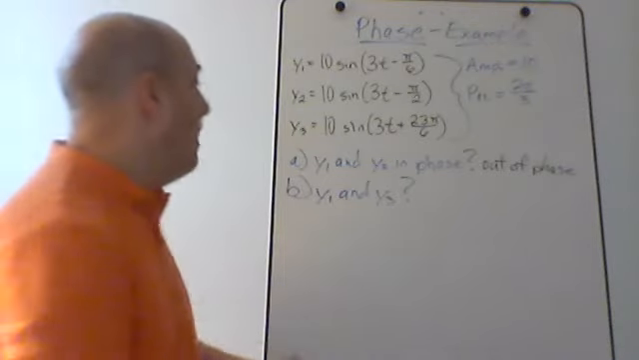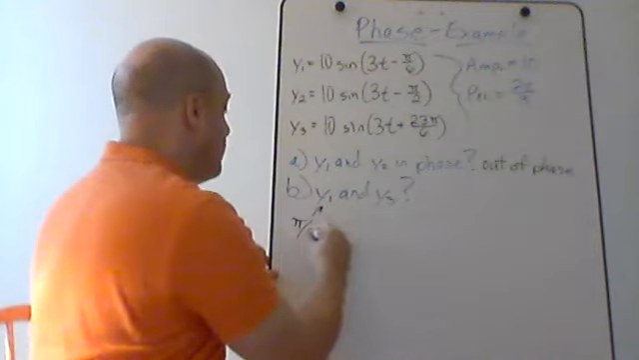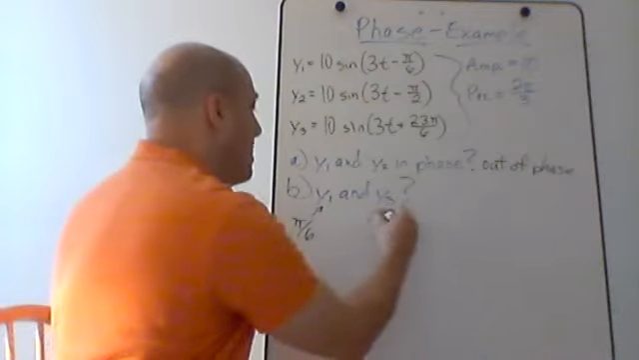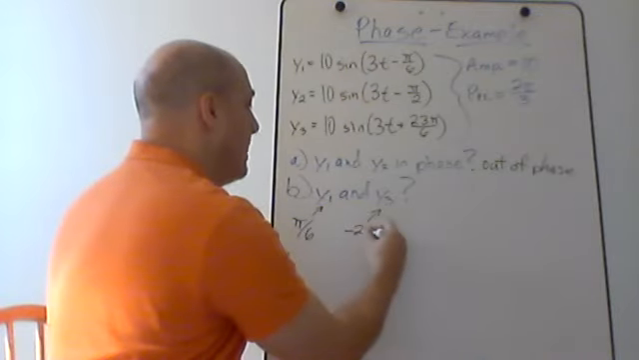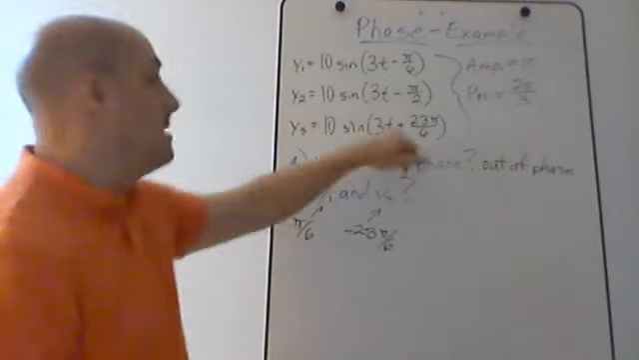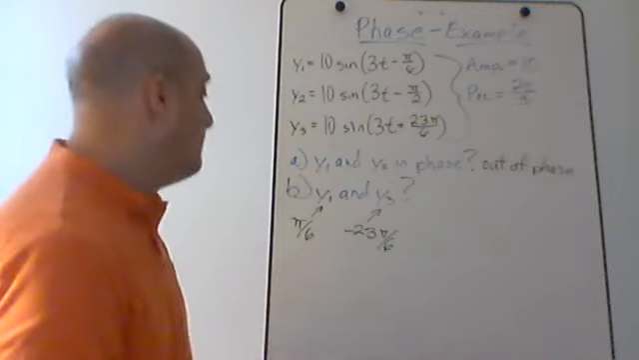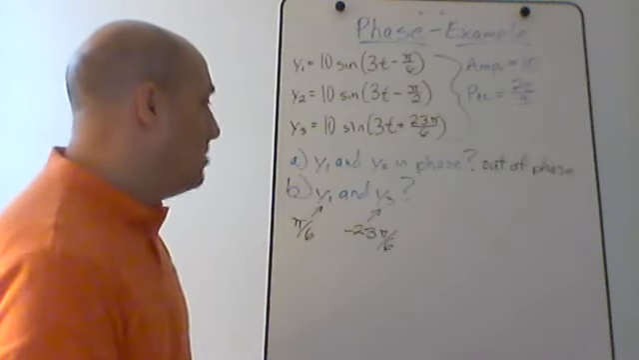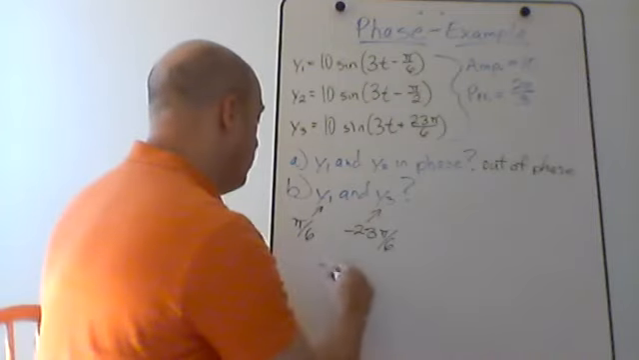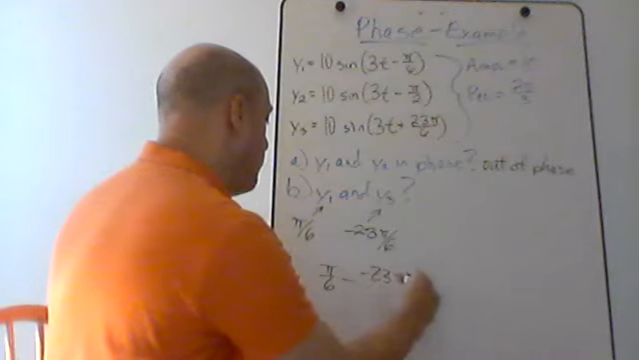All right, so for y1, my phase, once again, is pi over 6. That's my phase for y1. For y3, I have plus 23 pi over 6, so the phase for y3 is going to be negative 23 pi over 6, right? Remember, the phase is the opposite sign of what you see in here, just like when we're doing the horizontal shifts. All right, so I got my two phases. I want to find my phase difference, so I'm going to do pi over 6 minus negative 23 pi over 6.